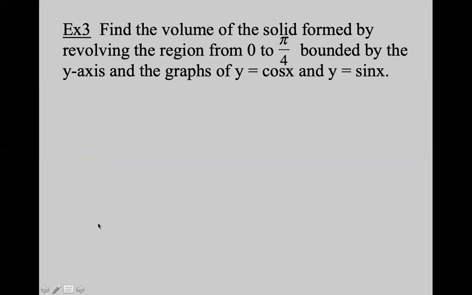It says, find the volume of the solid formed by revolving the region from 0 to pi over 4, bounded by the y-axis and the graphs of y equals cosine x and y equals sine x. Now, it doesn't tell us our axis of revolution. Hopefully it does in your notes. Let's see, does it have it? Yeah, and we're revolving it about the x-axis. So my slide doesn't show that.